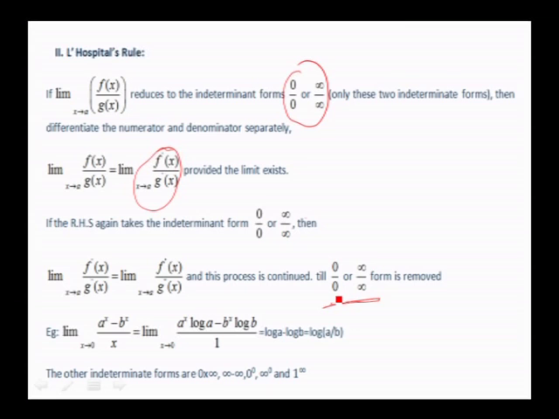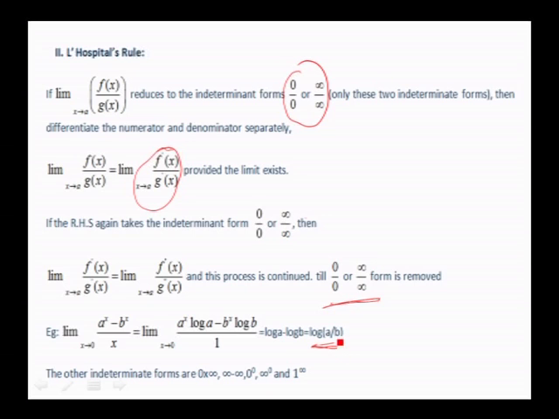One small example I have given here. Consider the limit as x tends to 0 of (a to the power of x minus b to the power of x) over x. This is of the form 0 by 0. So differentiate the numerator: a to the power of x into log a minus b to the power of x into log b. Differentiate the denominator, it is 1. If you simplify and allow x to tend to 0, a to the power of 0 is 1. So it is log a minus log b, which is log(a by b). So that is the answer.